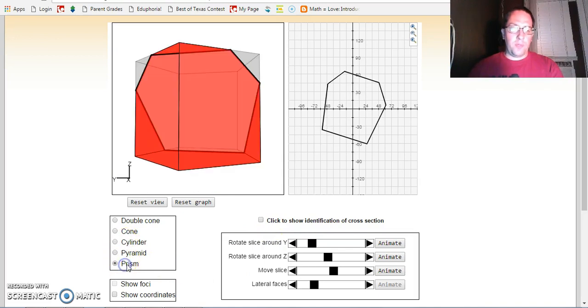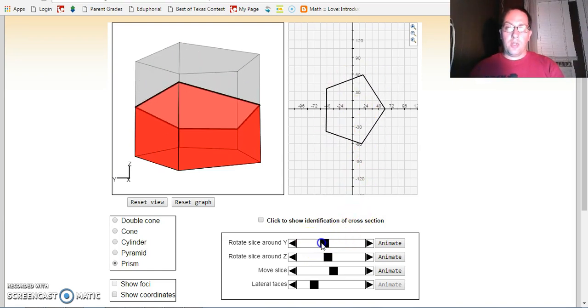What about for a prism? What kind of shapes can we get with a prism? Well, that's interesting. That is a hexagon. If I move it, now I've got a pentagon out of it. And what kind of prism is this? This is a pentagonal prism.